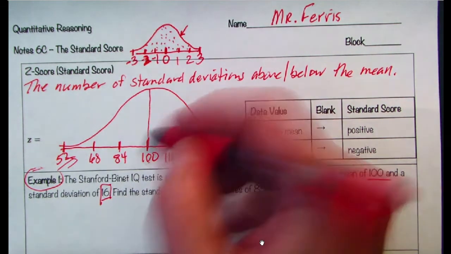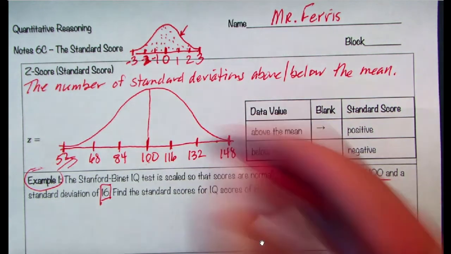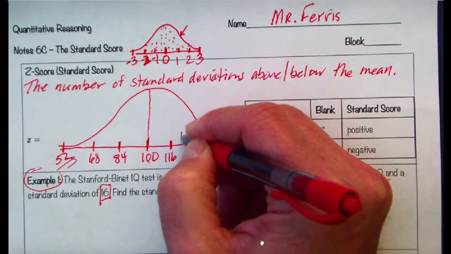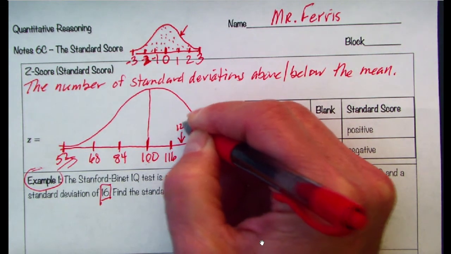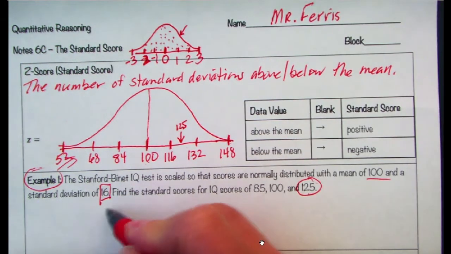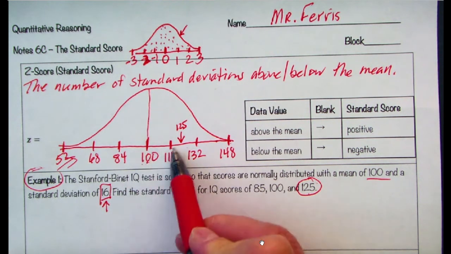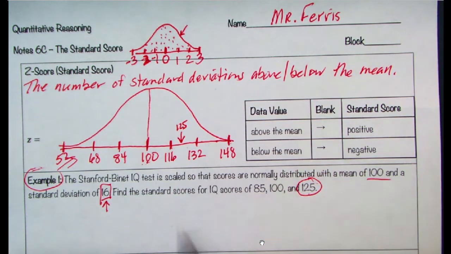The hard ones are, what if you landed at 125, for instance? Well, 125 is up in there somewhere. How many standard deviations above average is 125? It looks like it's about 1.5. It's somewhere between 1 and 2 standard deviations, but how far exactly? Well, that question is really asking you, how many 16s are you away from 100? How many standard deviations are you away from 100? Well, we know it's at least 1, and it's not quite 2, but there's a mathematical way to figure that out.